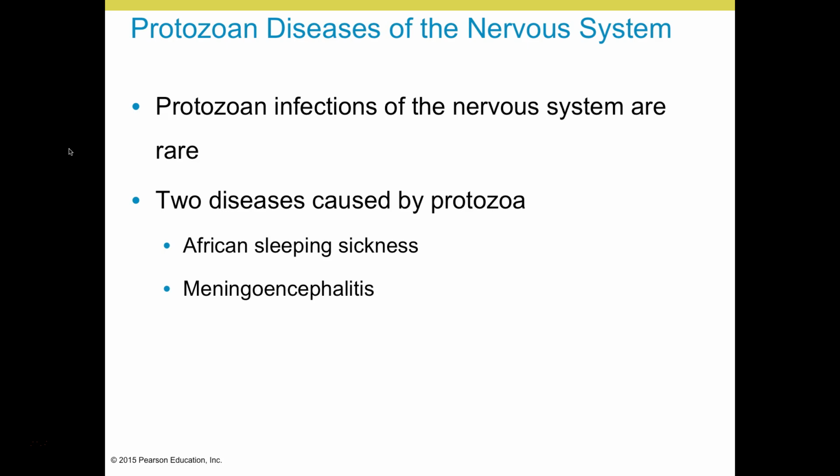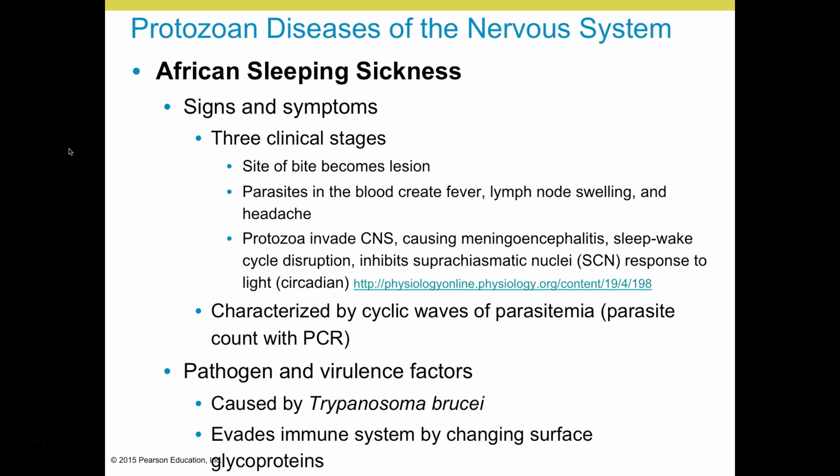The next type of infectious disease of the nervous system are your protozoans. There are actually two diseases: African sleeping sickness and meningoencephalitis. African sleeping sickness has three clinical stages.